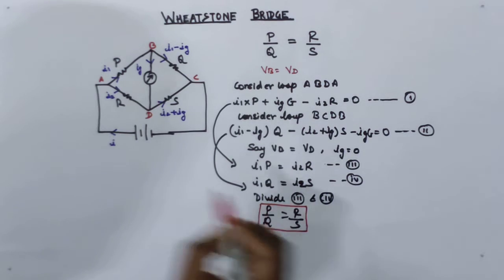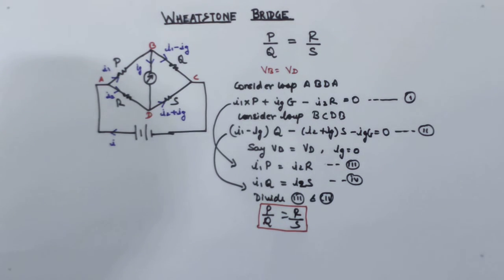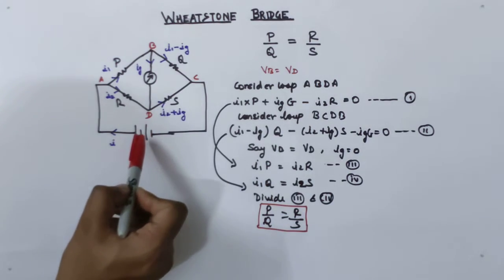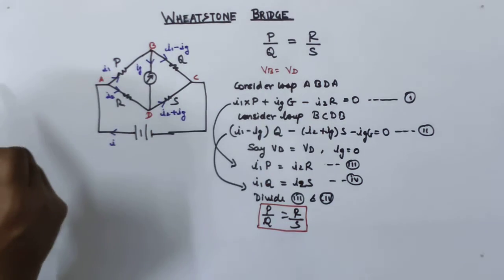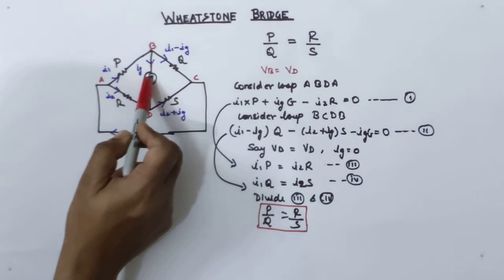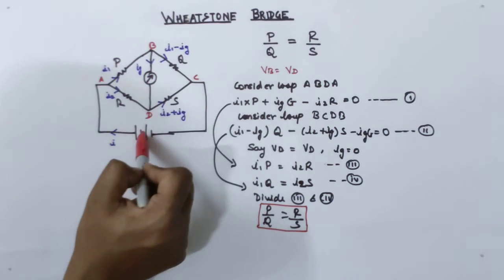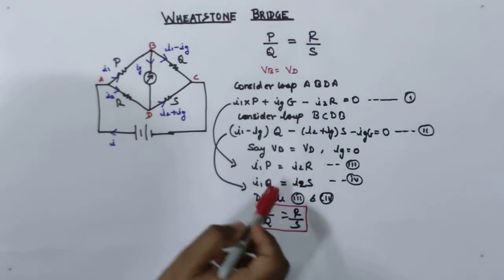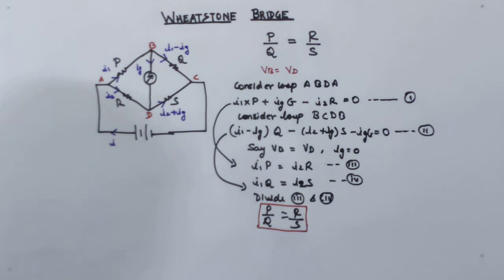Now one thing, just remember over here that if we interchange the position of this battery with the galvanometer, say instead of the galvanometer I put a battery over here, and instead of the battery I put a galvanometer over here, still the same condition will hold true, nothing will change.